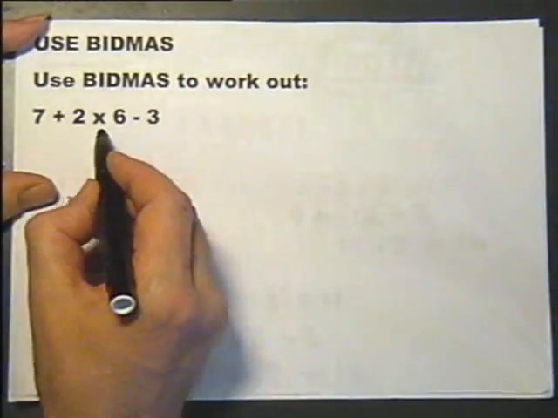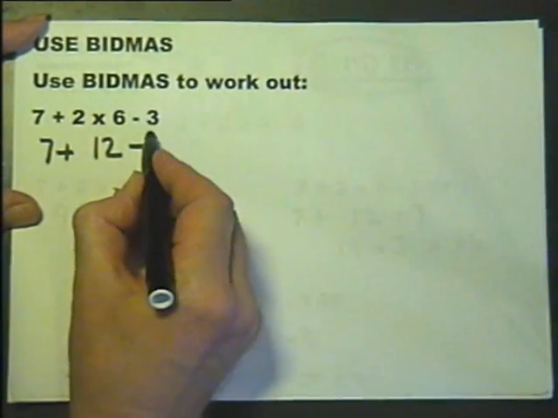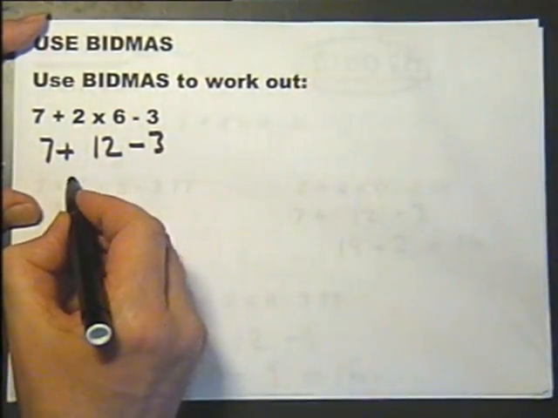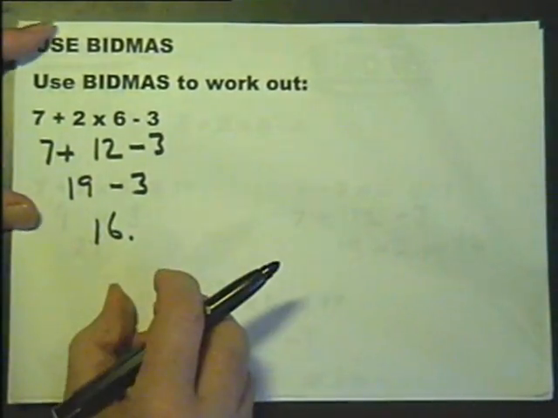Use BIDMAS to work this out. So that is definitely do the multiplication first, and then do the addition or subtraction next. So I'll do the addition, and then I'll do the subtraction. There you go, BIDMAS.